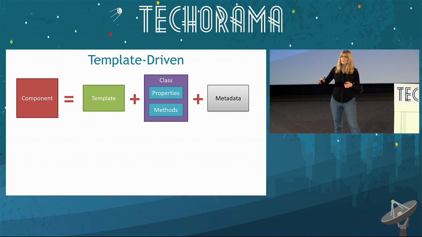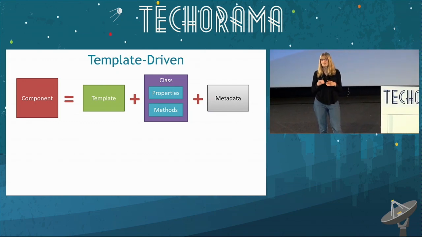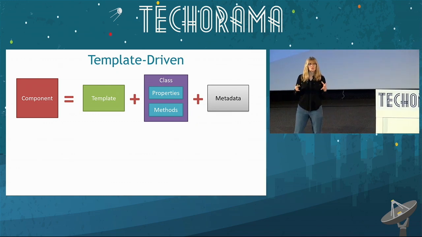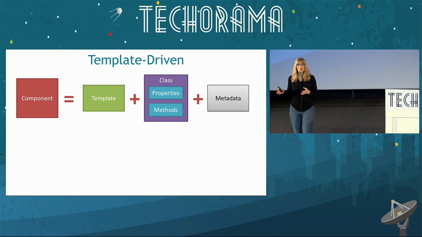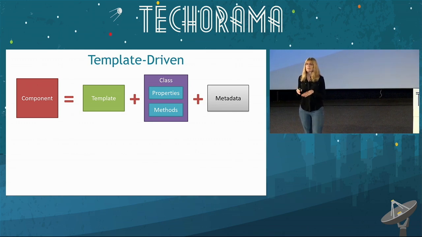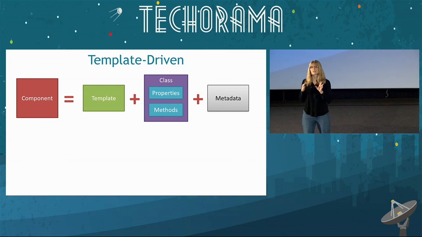If you're new to Angular, when you're building Angular applications, you're building components. Components are comprised of a template, which is your HTML, it's your view. Some code, which is built in the form of a class with properties and methods. That's your view model, if you're familiar with MVVM. And that's usually written in TypeScript. And then Angular requires some metadata that gives it some information about your component. So every component you write has a template, a class, and the metadata.